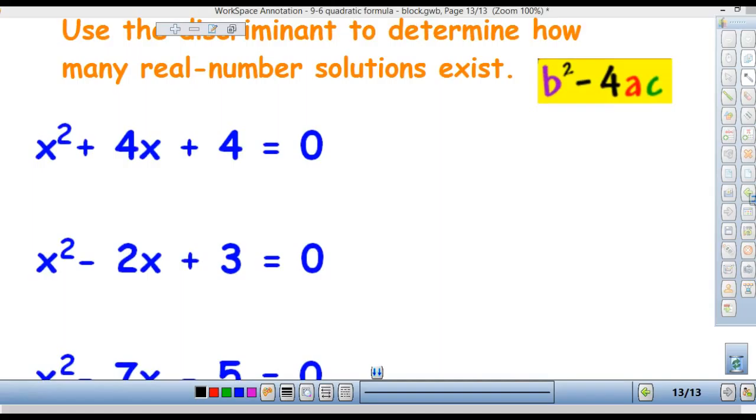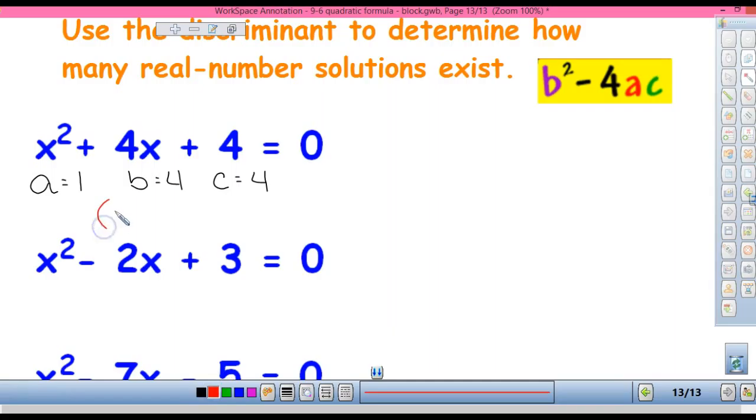So, let's do this guy. A is 1, B is, C is 4. If we're going to do this, what's my B? So 4 squared minus 4 times, what's A? Times, what's C? So 4 squared is 16 minus 16 is 0. How many solutions are there? 1.